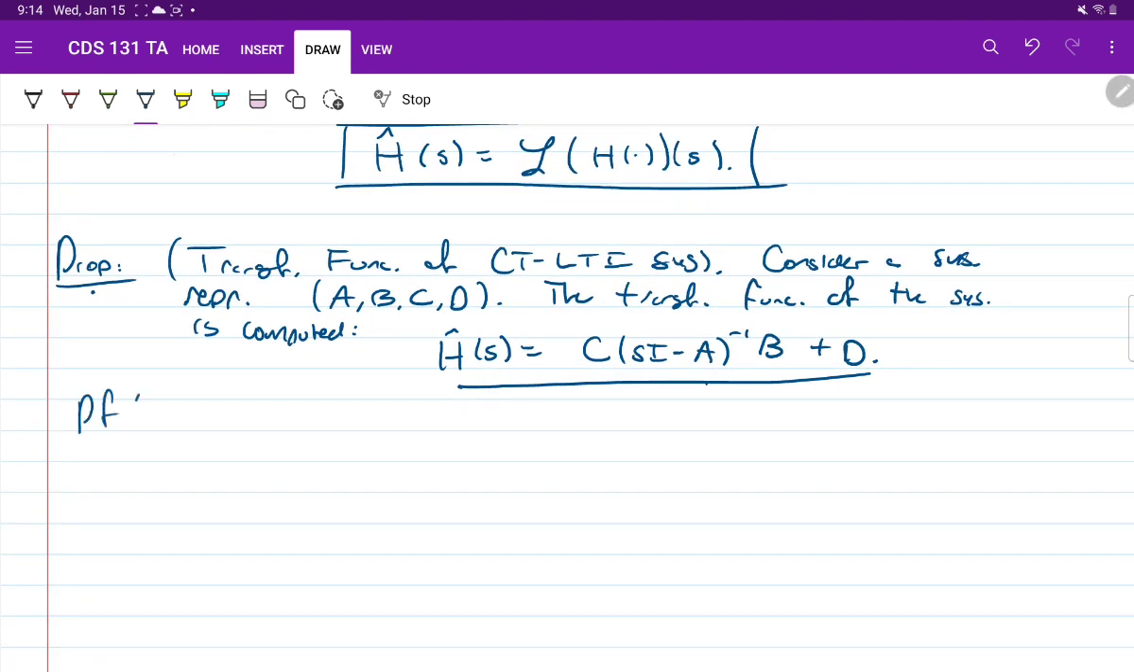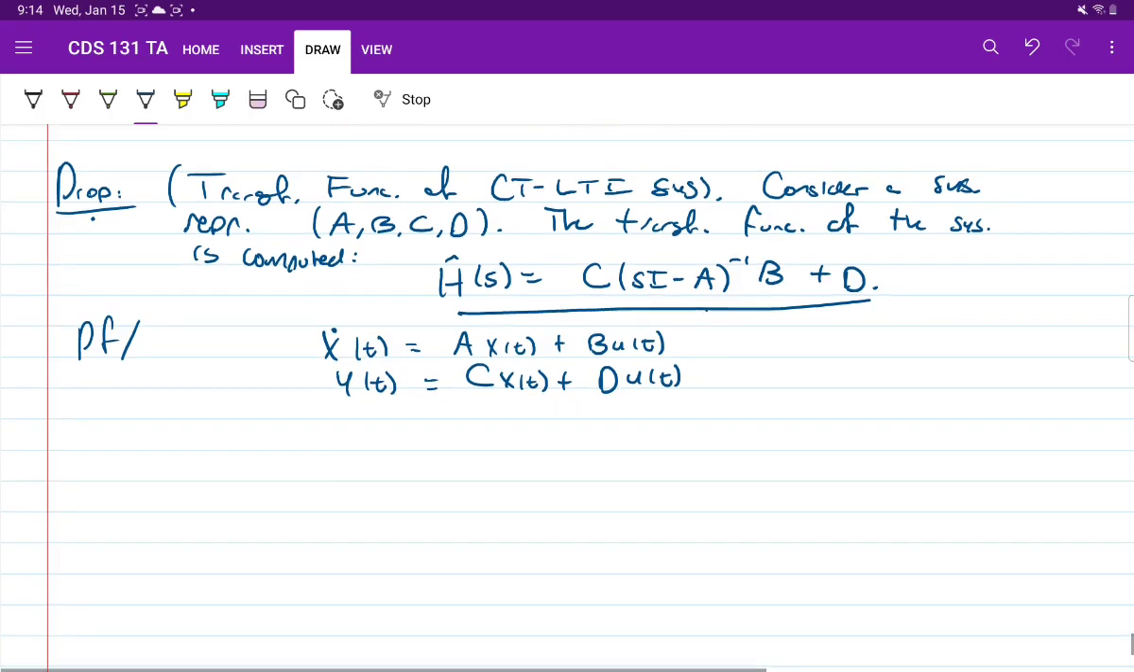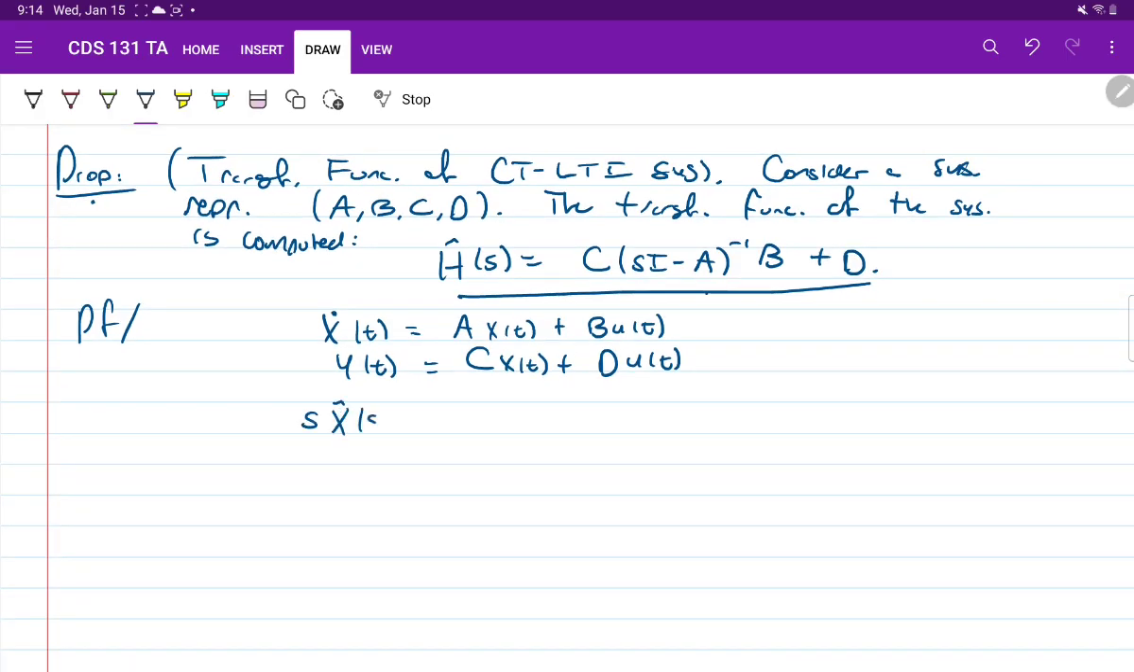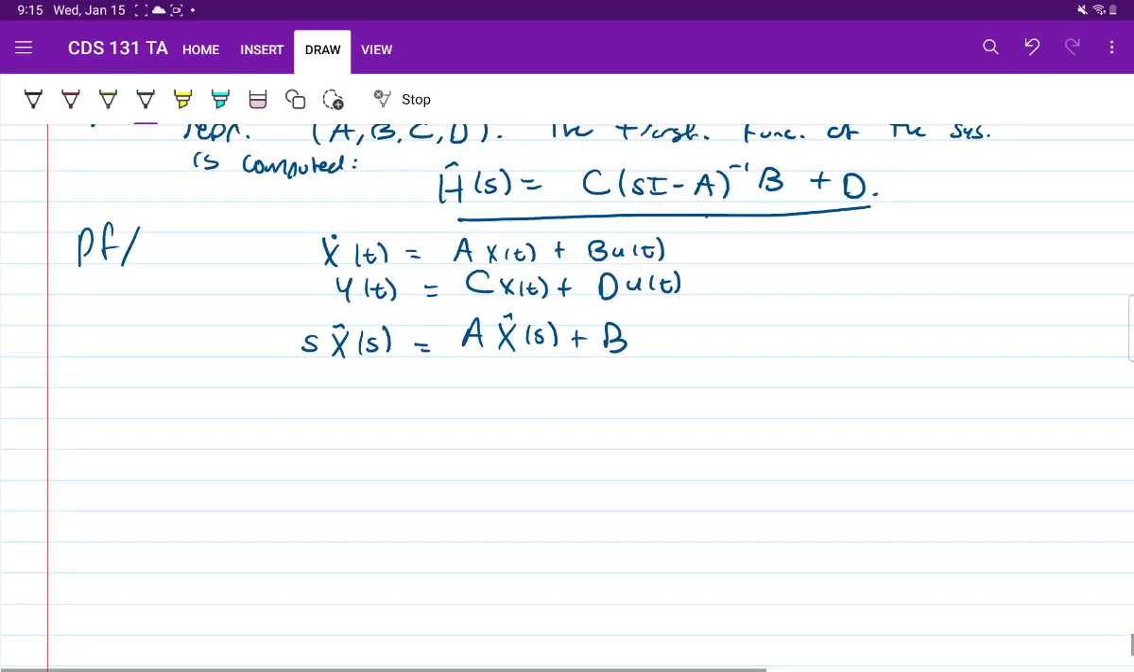So let me just give you a quick derivation of that. What I'll do is start with my state equation and my output equation: x dot of t equals A times x of t plus B times u of t, y of t equals C x of t plus D u of t. Then I'll take the Laplace transform of both of these from zero initial condition, because we're interested in the zero state response. What I'll find is s x hat of s equals A x hat of s plus B times u hat of s. And since I'm interested in the delta function, and the transform of the delta is just 1, I'll just end up with a 1 there.